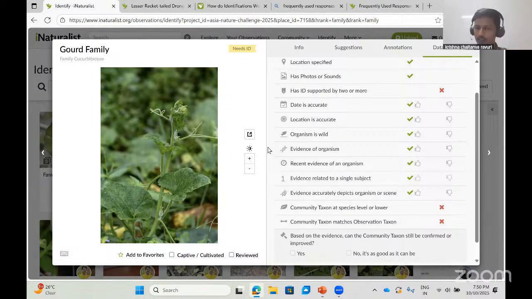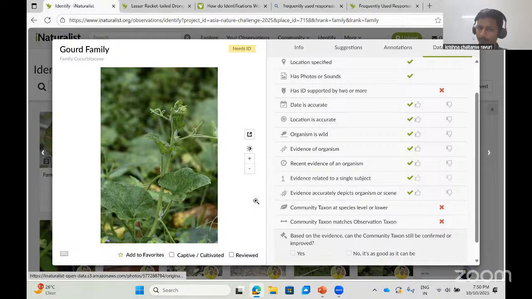As we saw some time before, there was an observation with three or four plants in the same observation. In that case, you should select evidence related to a single object, thumbs down, because there were multiple plant pictures in it.